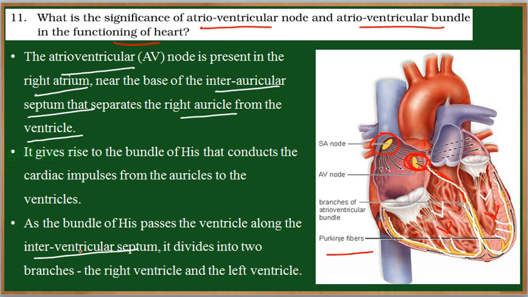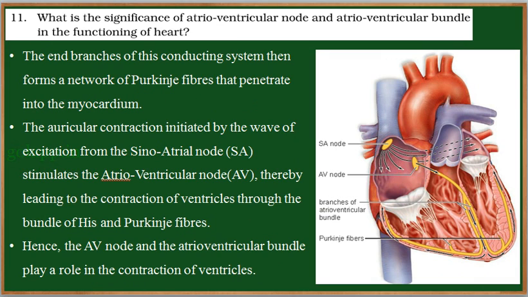Here we can see the bundle of His passes through the interventricular septum. From there it divides and covers the right ventricle and the left ventricle. Once it covers the ventricles, it again gives rise to branches which enter into the cardiac muscle cells, the myocardium. These fibers which enter into the cardiac muscles are called Purkinje fibers. Now, all these things, the AV node, bundle of His, and Purkinje fibers, are part of the cardiac conducting system.